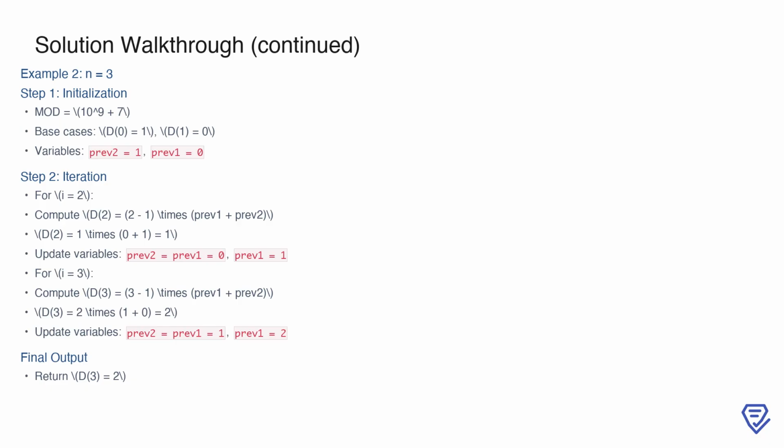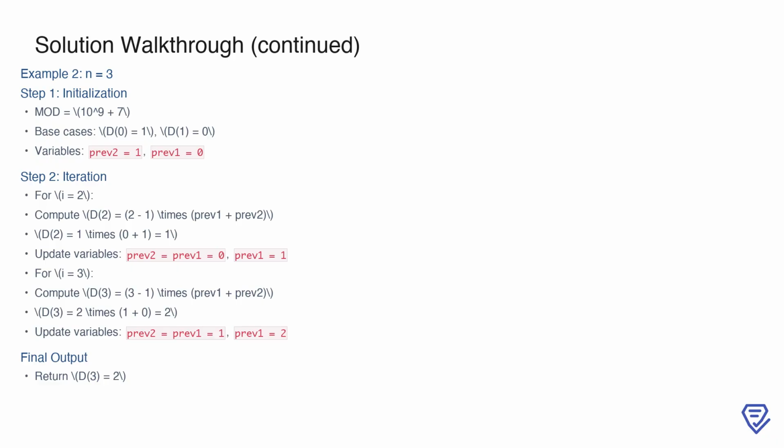We again start with the base cases, d0 is 1, d1 is 0, and initialize previous 2 to 1 and previous 1 to 0. First, for i equals 2, we compute d2 using the recurrence relation. Substituting the values, d2 equals (2 - 1) times (previous 1 plus previous 2), which simplifies to 1 times (0 plus 1), giving us 1. We then update previous 2 to 0 and previous 1 to 1.